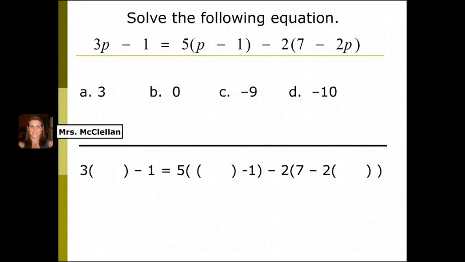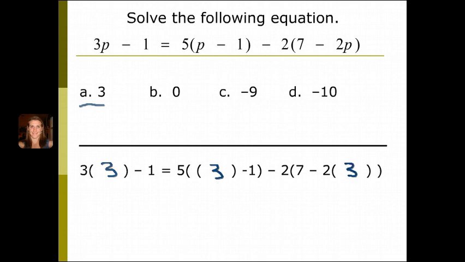Solve the following equation. 3p minus 1 equals 5 times the quantity p minus 1 minus 2 times the quantity 7 minus 2p. Again, this is plug and chug because of our keyword solve. In order to test this for plug and chug, first rewrite the problem, but instead of putting your variable, you're going to replace it with parentheses, which I've already done for you on your screen. From here, I would start with my answer choices that are positive, just because positive numbers are easier to multiply by and you're less likely to make a sign error. So since our first answer choice, A, is positive, I'm going to test that first.